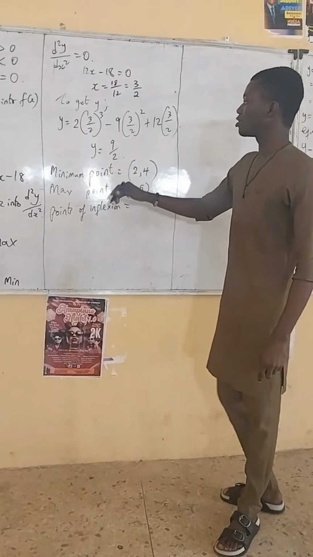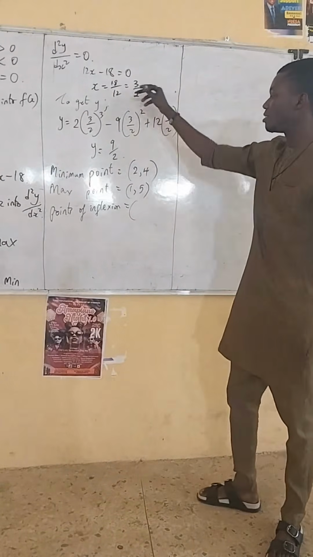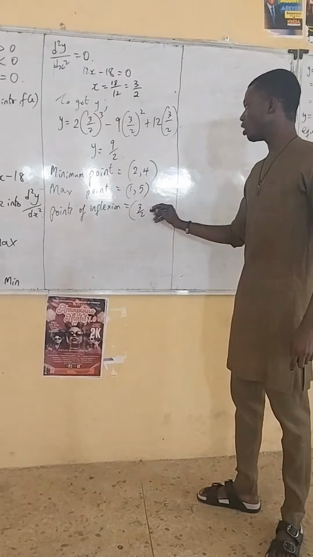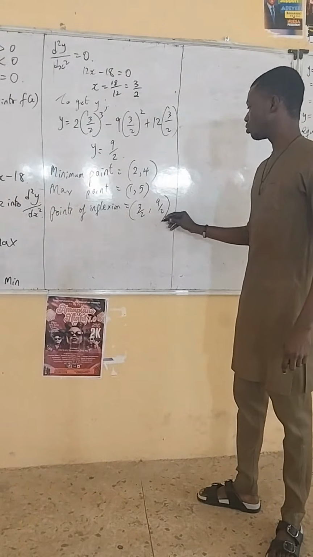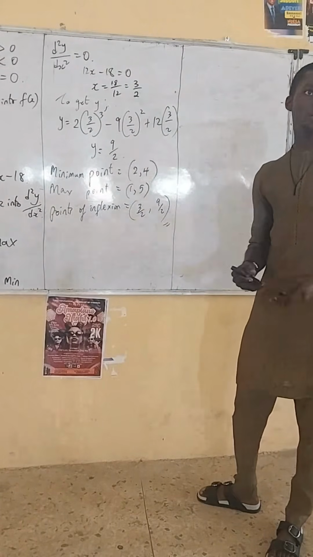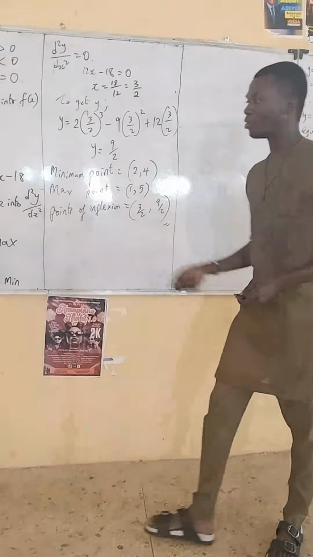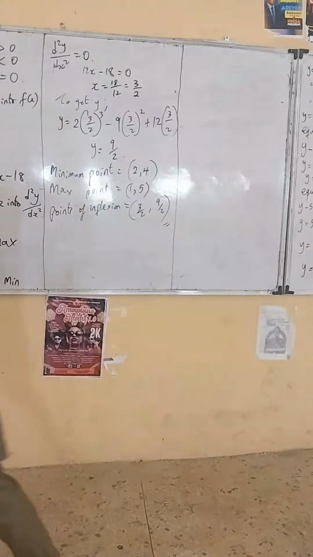And our point of inflection for that one, x is what? 3 over 2. And y is what? 9 over 2. So this is the conclusion to this working: the minimum, the maximum, and the point of inflection. So when you have a question in that form, those are the steps to follow.